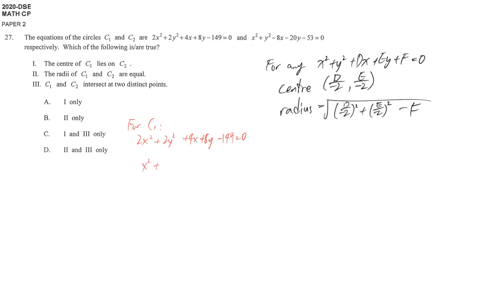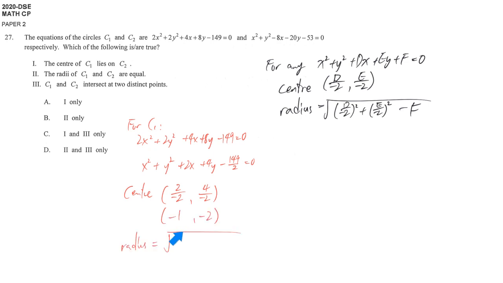So x squared plus y squared plus 4 divided by 2, we have 2x plus 4y minus 149 over 2 equal to 0. It's ready to use the formula, so we can write down the center. Center is D, 2 divided by negative 2, E, positive 4 divided by negative 2. So which means it's negative 1 and negative 2.